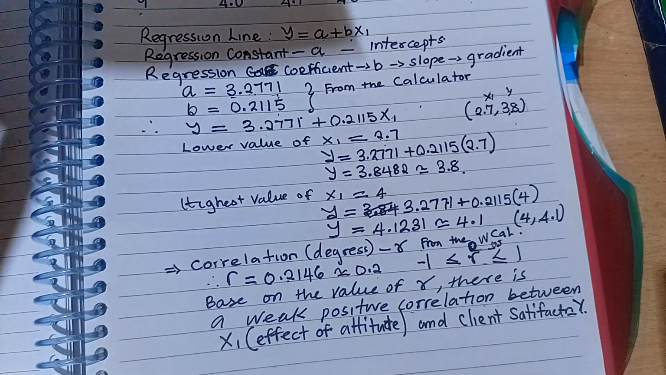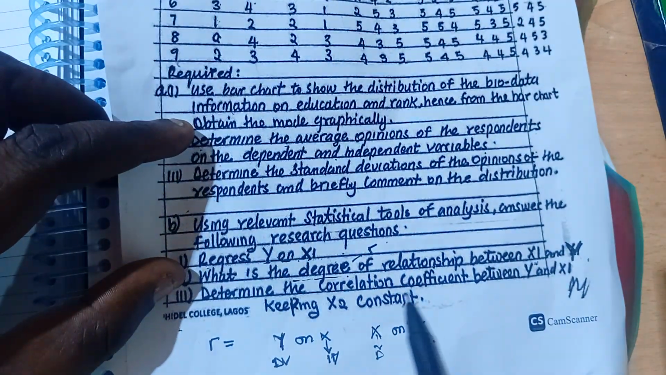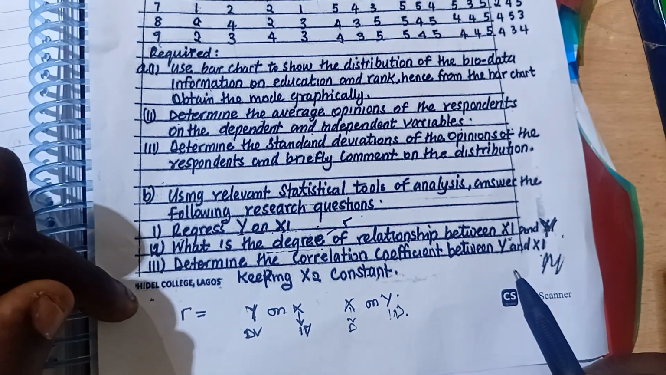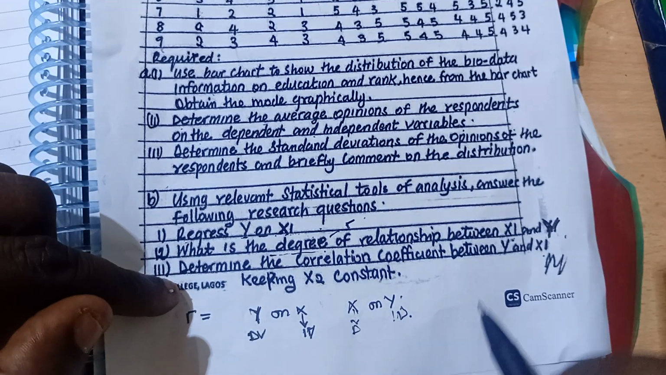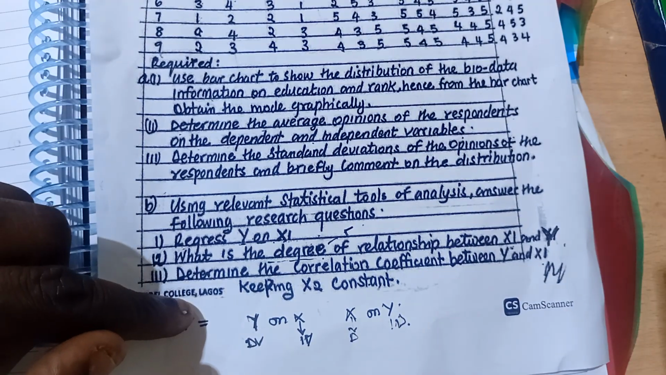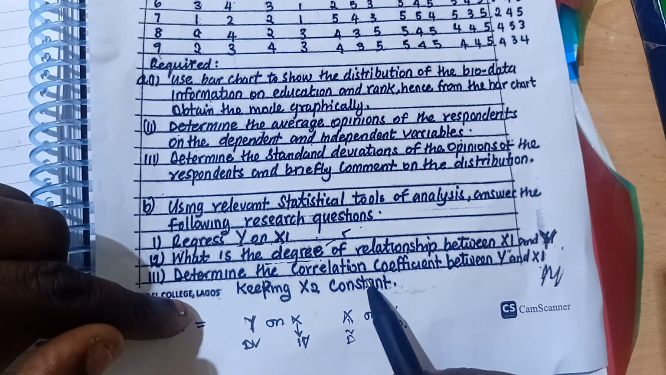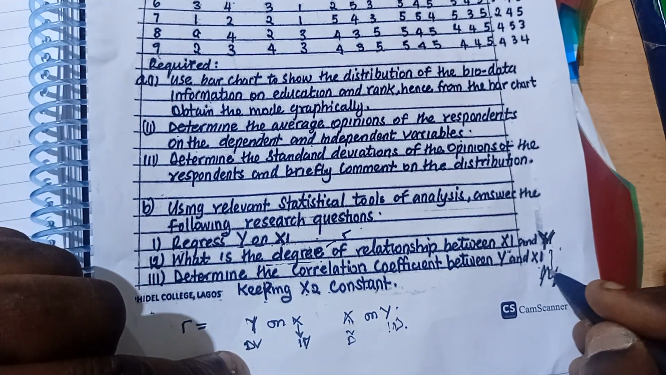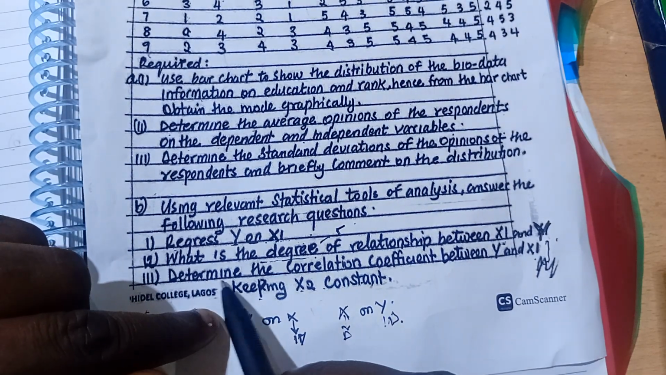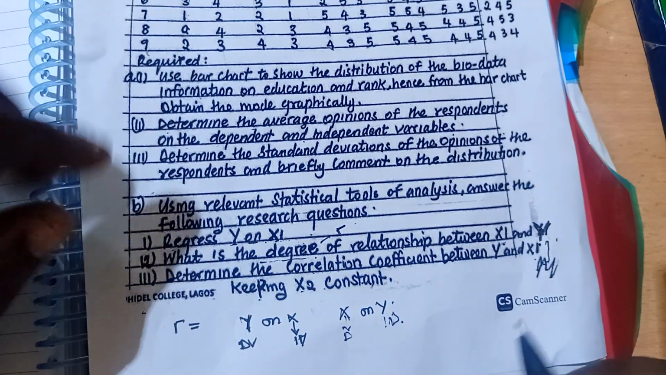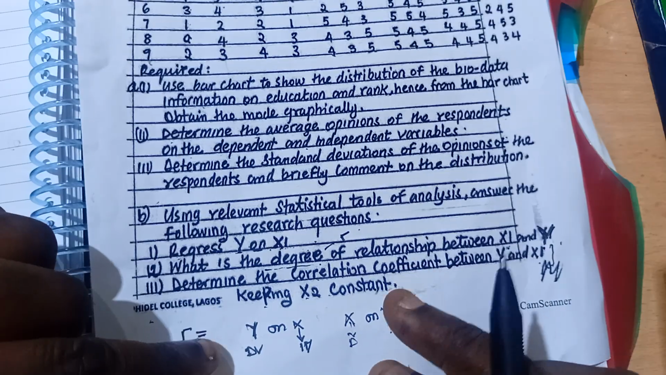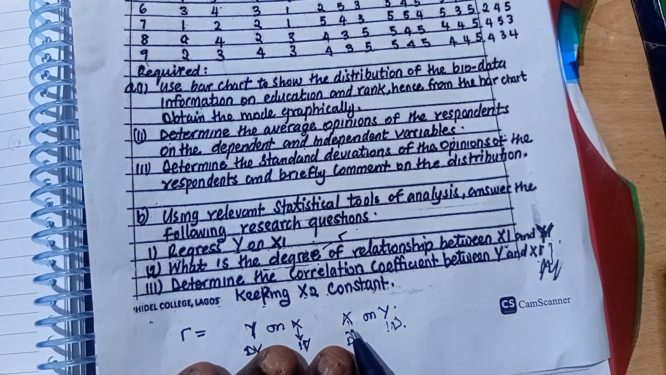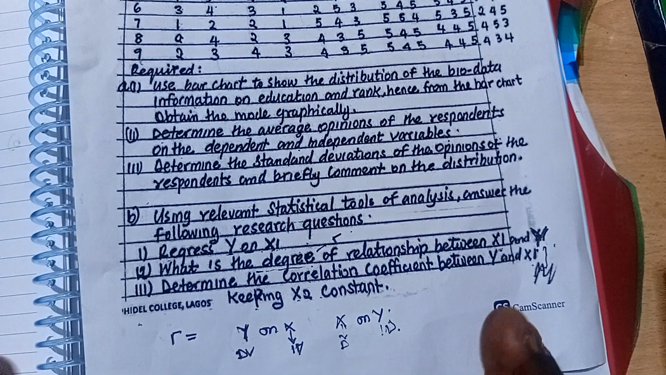All right. Now the last question talks about partial correlation. Partial correlation is when you are trying to look at coefficients between y and x1, keeping x2 constant. I'm going to talk on this in the next video, so watch out for it. There is a model for this. Determine the correlation coefficient between y and x1, keeping x2 constant. We are going to discuss this in the next video.